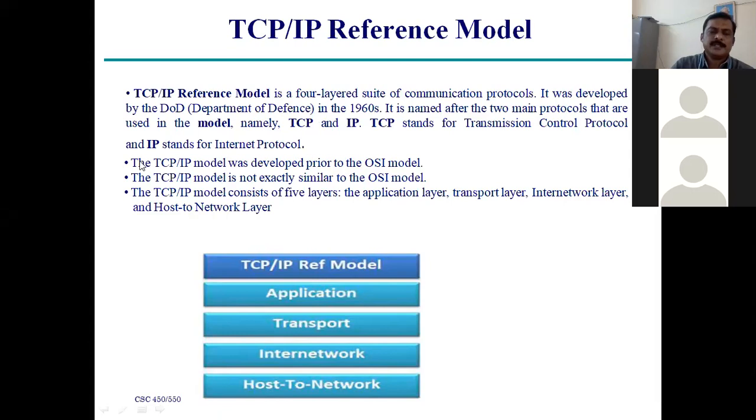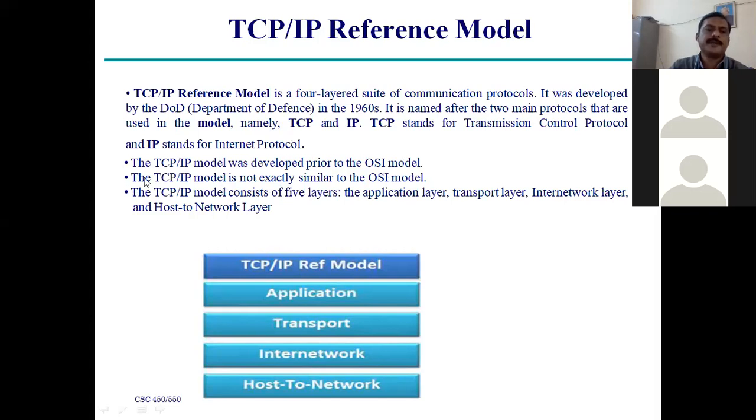Coming to the next point, the TCP/IP model was developed prior to the OSI model. We know that. Why? Because this model was introduced in the mid of 1960s, and the OSI model was introduced in the mid of 1980s. So that's why it is the prior model. Next, these are important points in the OSI reference model as well as the TCP/IP reference model. Remember all these points very carefully.